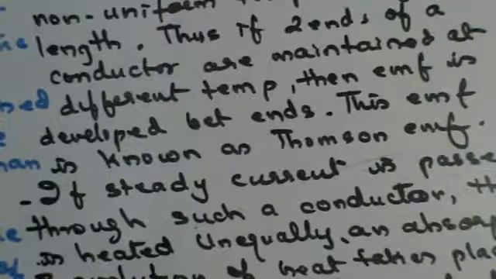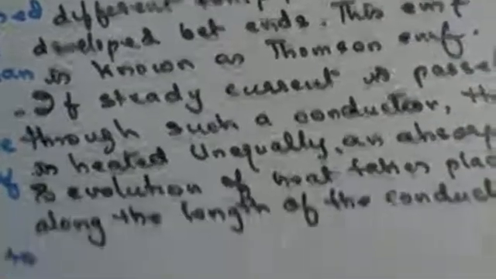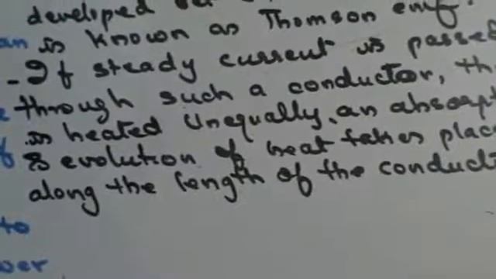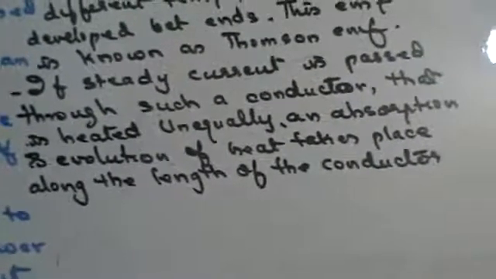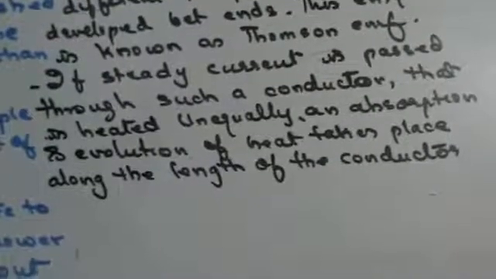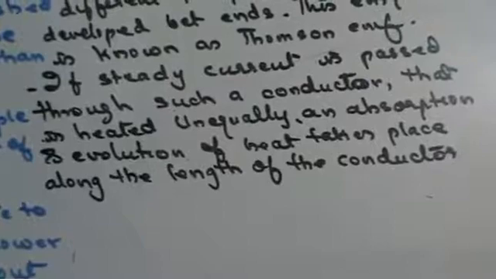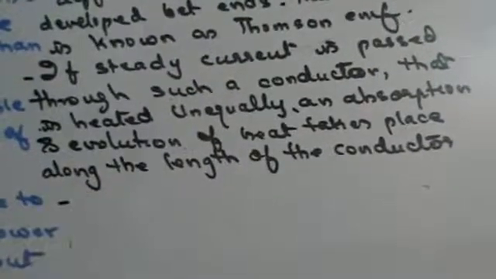And absorption and evolution of heat takes place along the length of the conductor, right? So the absorption or evolution of heat along the length of the conductor when current is passed through an unequally heated conductor is known as Thomson effect. So what is Thomson effect?